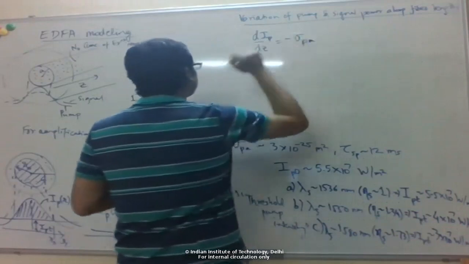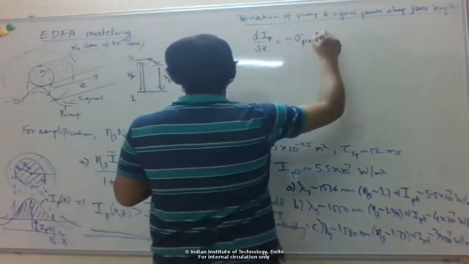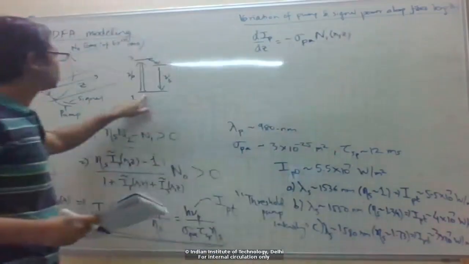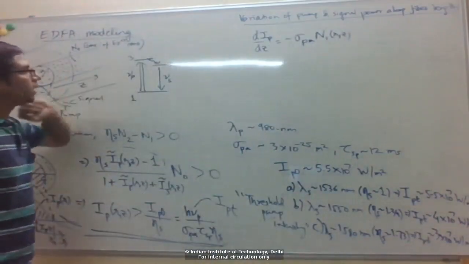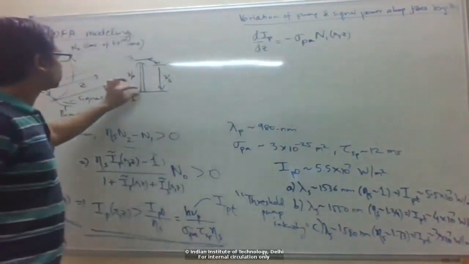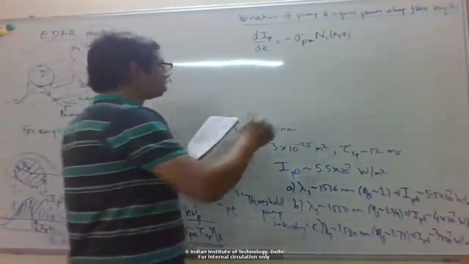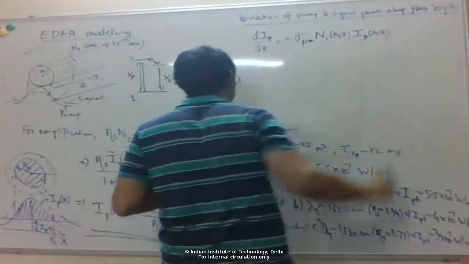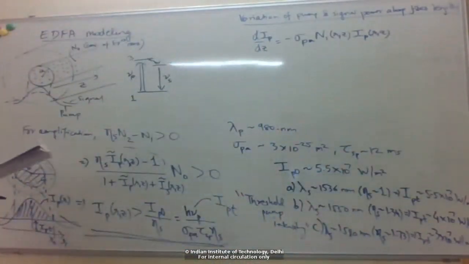Again, the rate of change of pump intensity depends on the pump cross section and the number of atoms in level 1, because the pump is getting absorbed from 1 to 3. So the pump intensity goes down. There's a negative sign, proportional to the absorption cross section from 1 to 2 and the number of atoms in 1. Right, so that's the equation for the pump.